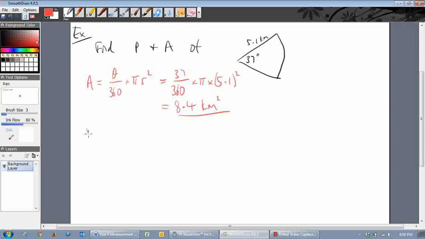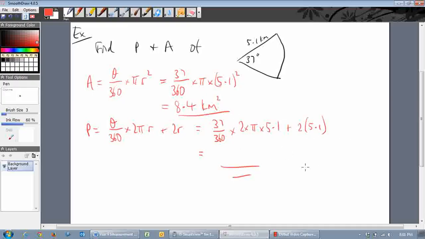Okay, let's do perimeter. Write down your formula: theta over 360 times 2 pi r plus 2r. And let's go. Again, angle 37 over 360 times 2 times pi times the radius plus 2 lots of 5.1. Again, I'm just going to skip a bit of time here, not do that on my calculator. Type that into your calculator, get an answer.